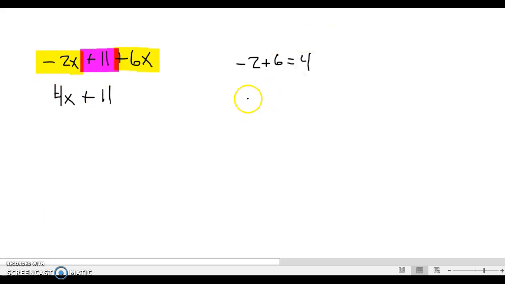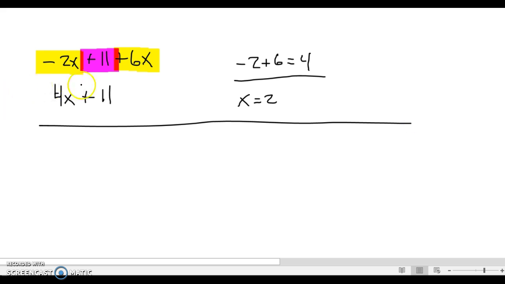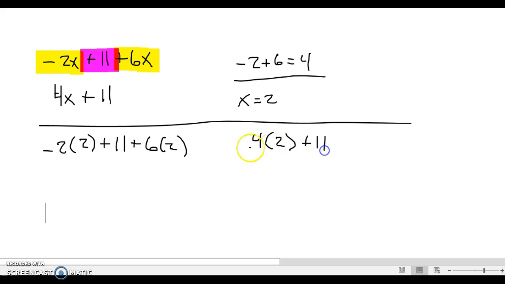What you've been asked to do on the homework is to define your variable as being equal to 2. So if we do that, let's look at both of these to make sure that we didn't change what the function machine does. So we have negative 2 times 2 plus 11 plus 6 times 2. And over here, we have 4 times 2 plus 11.